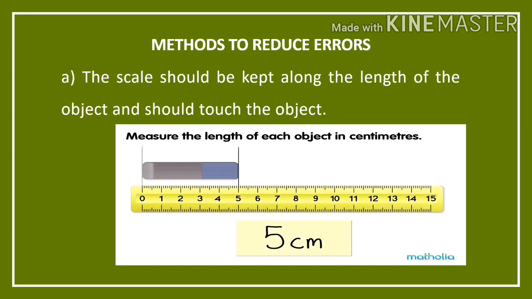The scale should be kept along the length of the object and should touch the object. For example, I measure the length of an eraser using scale. The zero marking of the scale has touched the object at the starting point of the eraser, and the final reading we obtained is 5 centimeter.